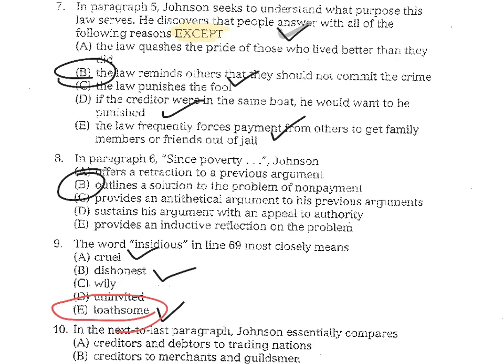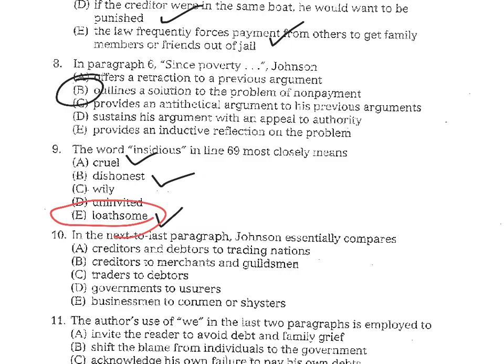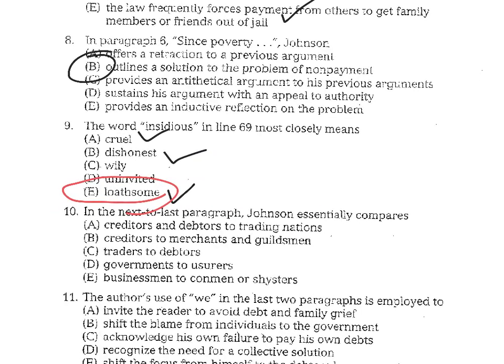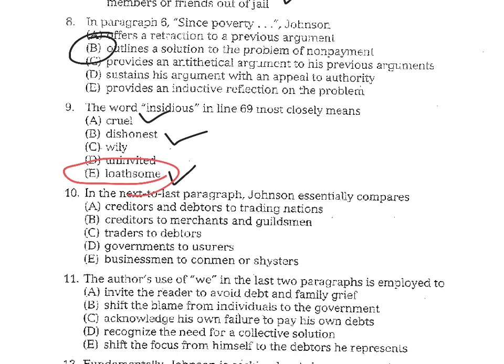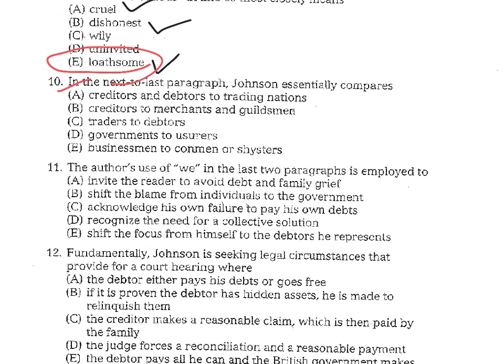It's okay. Next to last paragraph, Johnson essentially compares... C. Come on, please, give me this one at least. I don't know. We see nation trade with nation where no payment can be compelled. A.